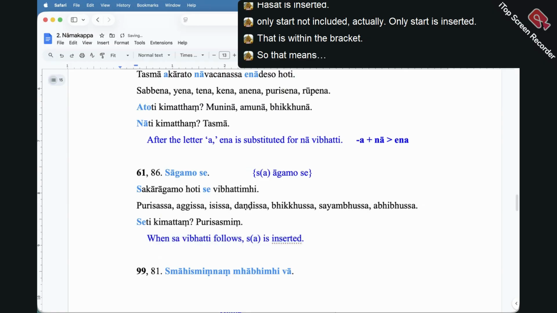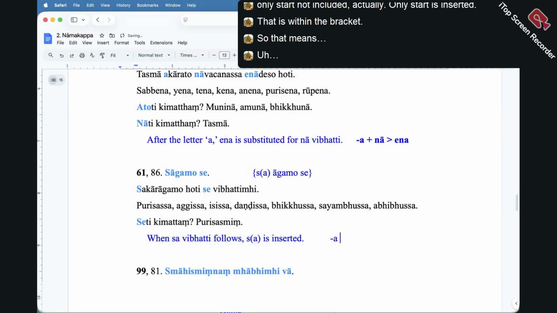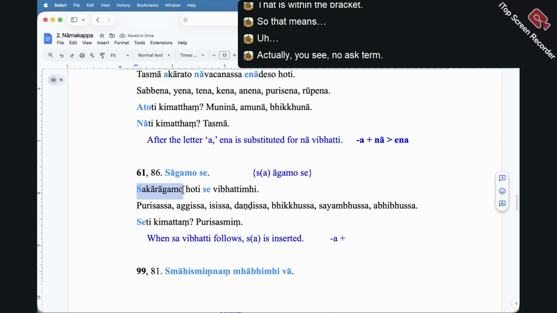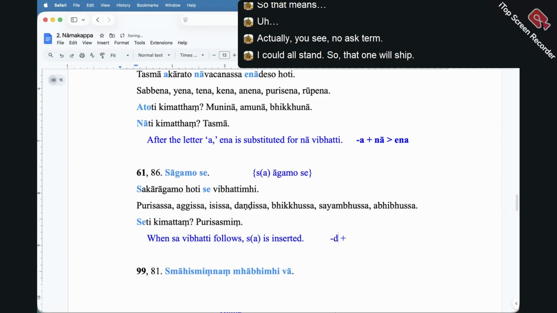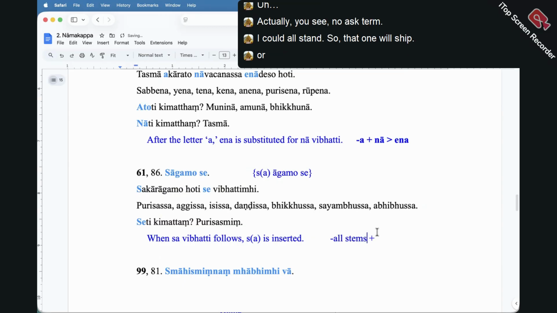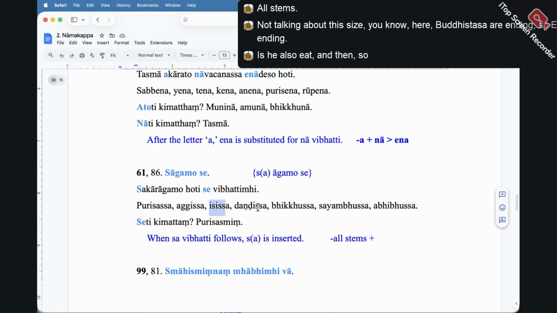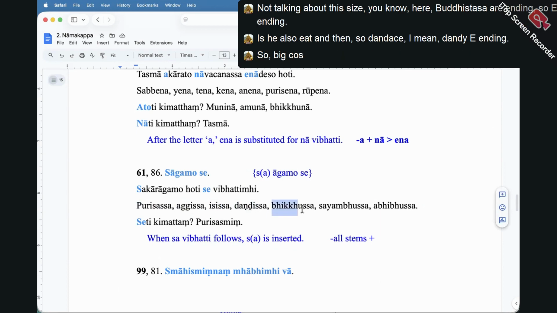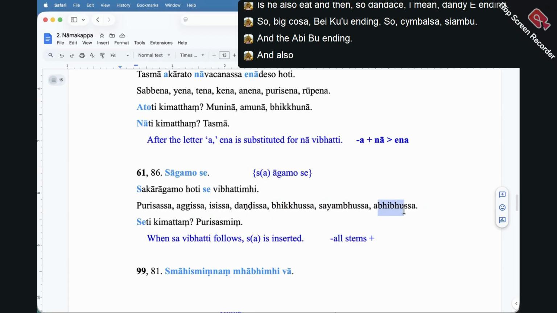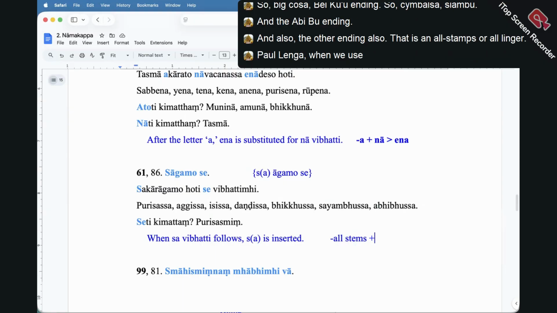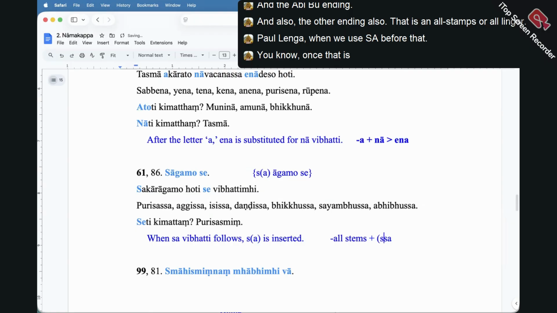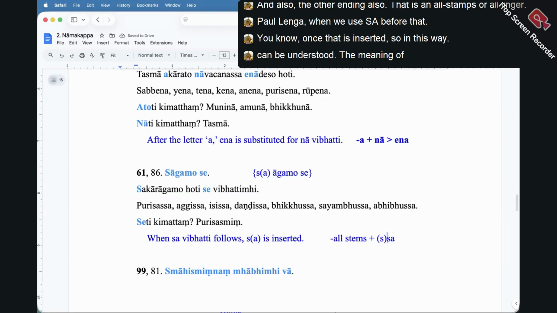So that means not only the 'a' stem, actually all stems. Not only the 'a' stem. Here: Buddhassa, 'a' ending. Aggissa, 'i' ending. Isissa also 'i' ending. Dandissa from dandi, 'i' ending. Bhikkhussa from bhikkhu, 'u' ending. Sambhussa from sambhu and abhibhu, 'u' ending. And also the other endings. That is all stems or all linga. When we use 'sa', before that one 'sa' is inserted. So in this way, the meaning of this sutta can be understood as a pattern, a shortcut.